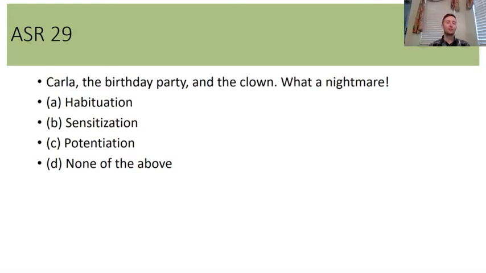So this gradual increase in Carla startling to the blender describes which process? A, habituation, B, sensitization, C, potentiation, or D, none of the above. Give you a few more seconds. All right, I'll go ahead and close the poll, and the answer here is C, potentiation. Now, ASR 30.